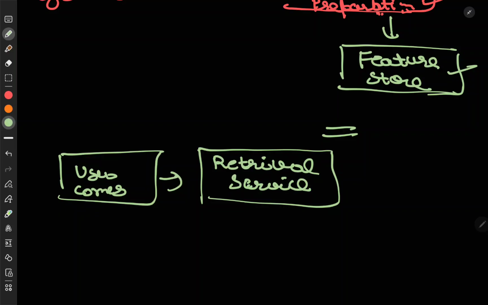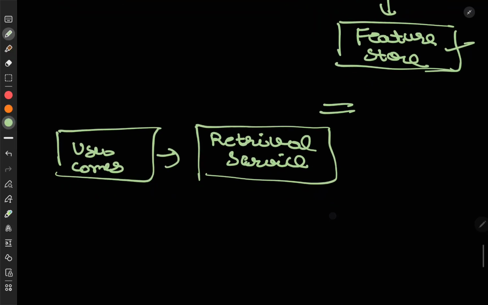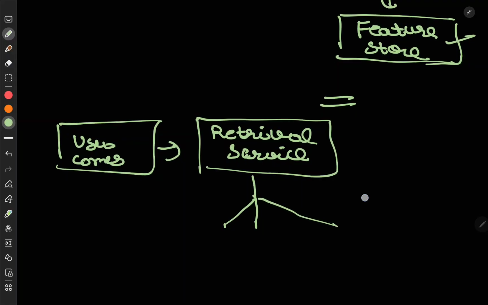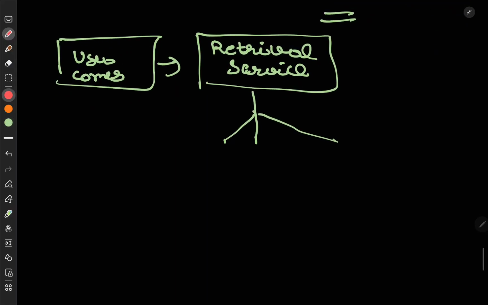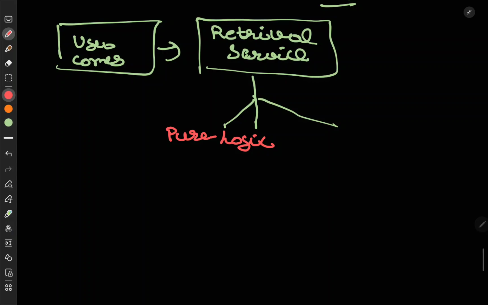Now what does this retrieval service actually do? So this retrieval service will make sure of a few things. First thing is pure business logic. For example, I need to show posts which are related to the user's language. I can't show him posts which are in another language, right? So there are some business ML logics, like pure logic, that need to be applied here.